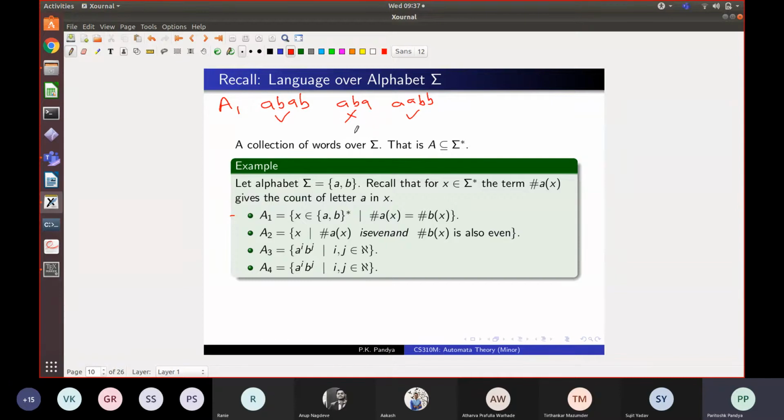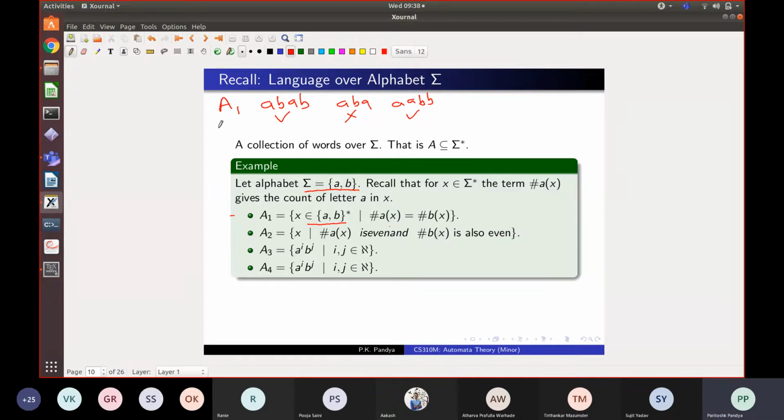Some more examples. Let's consider A2. Oh boy, somehow the blanks are not coming. Yeah. What this says is that I have fixed the alphabet to be AB in all these examples. So instead of saying that every string X belongs to the set AB star, I can just say X, because I fixed the alphabet. I will write it in short, omitting this belongs to AB star. A2 is the collection of all strings, obviously over this alphabet, where the count of A is even and the count of B is also even.